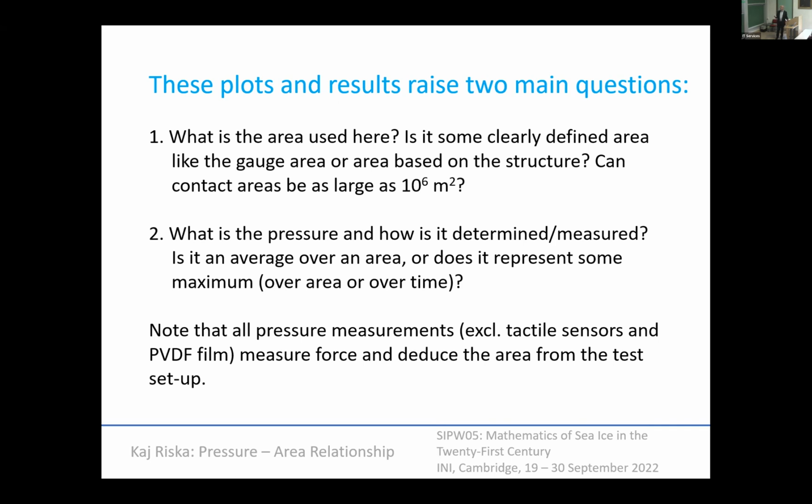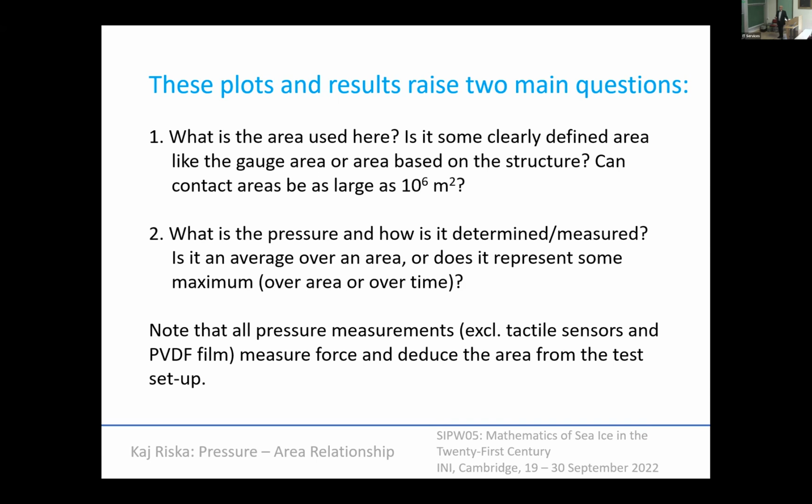In some engineering cases, you have a clear area. Imagine that you have level ice and a pile hitting it. Then you have a clearly defined area, so in that case, you measure the force and you have a clear area. So there are such cases, but in ship cases, the area is not at all clear. A ship is hitting ice and ice is crushed, and what is the area? It's not clear at all.